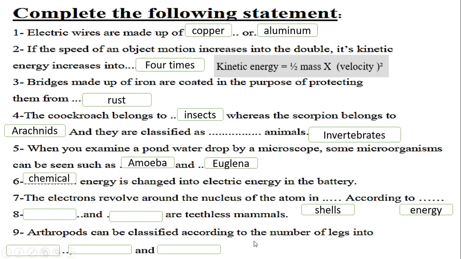Arthropods can be classified according to the number of legs into, I told you about here, yeah, into what? Insects, arachnids, and myriapods. Insects, I'm sorry, I forgot one here. So this one, space and space are toothless or edentate animals. Yeah, we have a sloth and, yeah, armadillo. Arthropods can be classified according to the number of legs into, yeah, insects, arachnids, and myriapods.